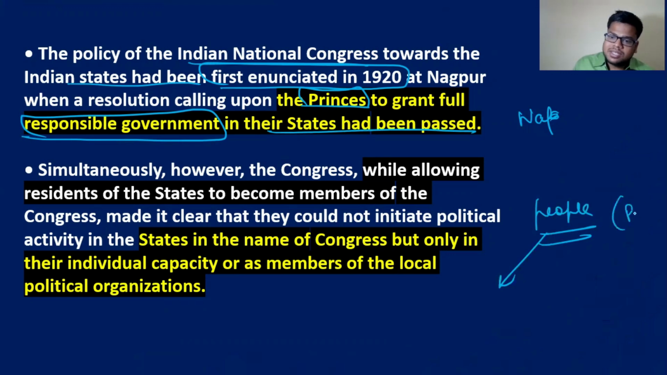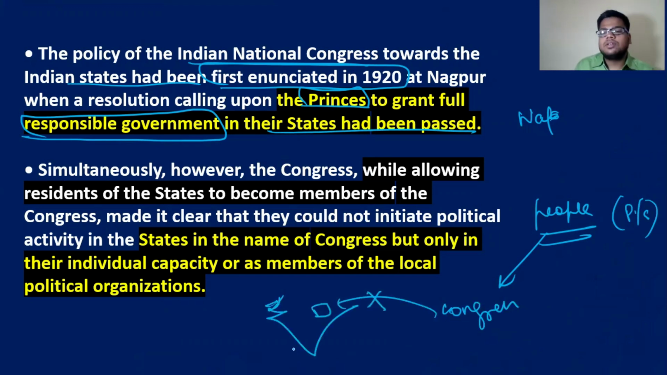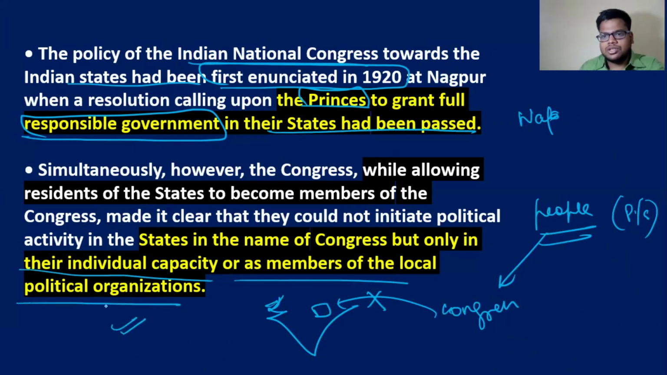Second, they said that people living in the princely states can become members of the Congress. But in your princely state, you should not start a movement in the name of the Congress. Right? Yes, you can become a member of the Congress, but you should not start a movement in the name of the Congress. Do it in your individual capacity or as a member of the local political organization. So don't do that.